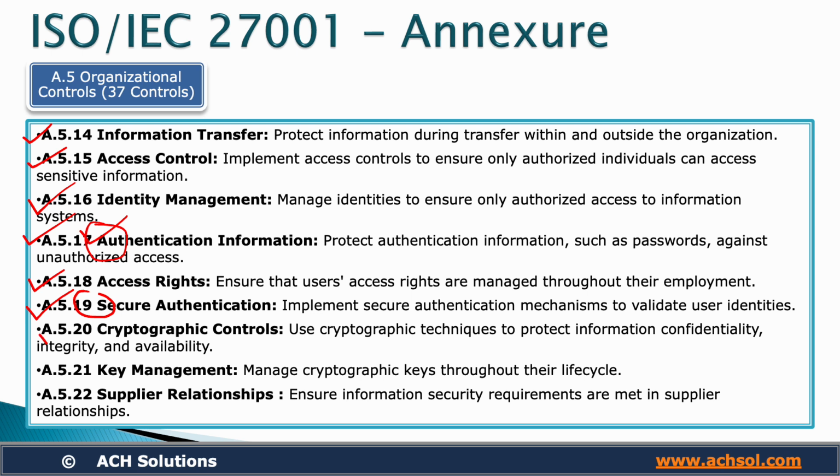The next one is A5.20, cryptographic control. So this says that always use cryptographic control to protect information confidentiality, integrity, and availability. What is confidentiality, integrity, and availability? We have already learned that in our last video, so you can go back and check it out.